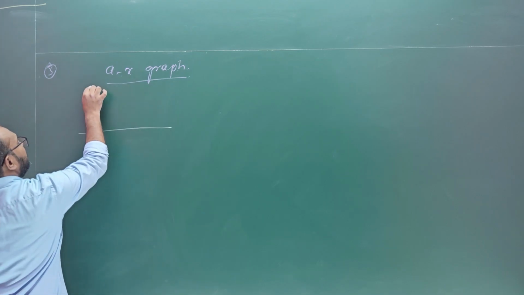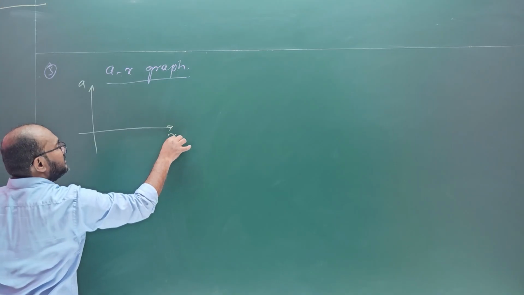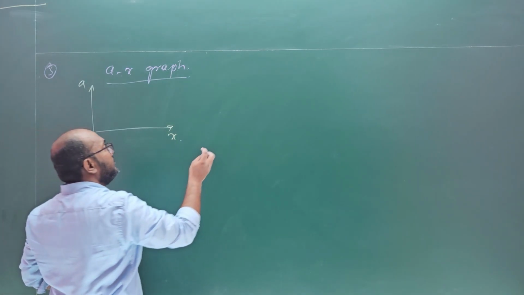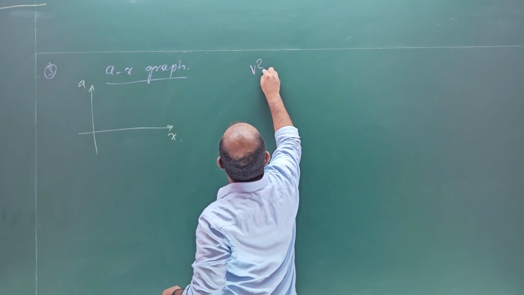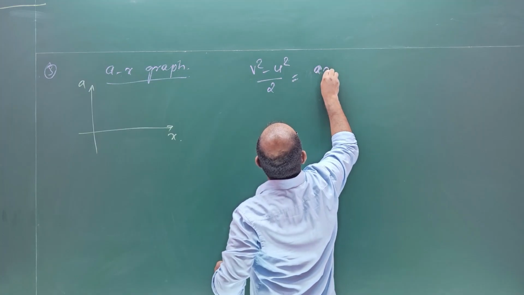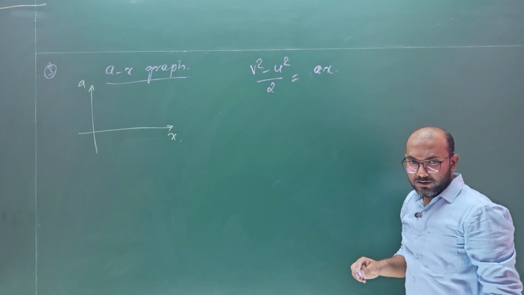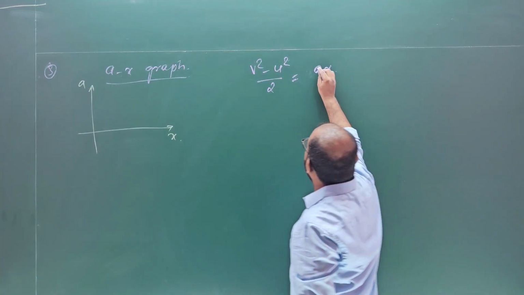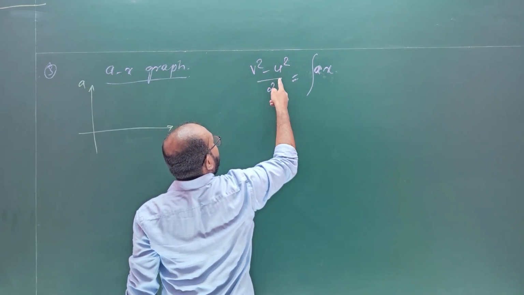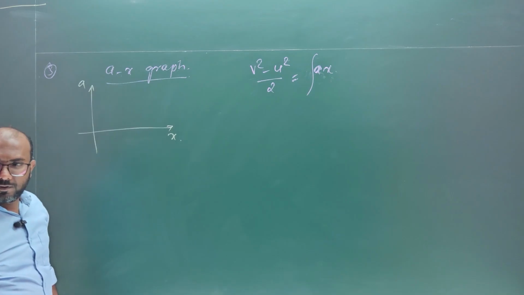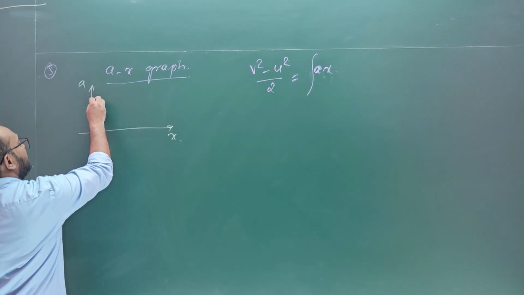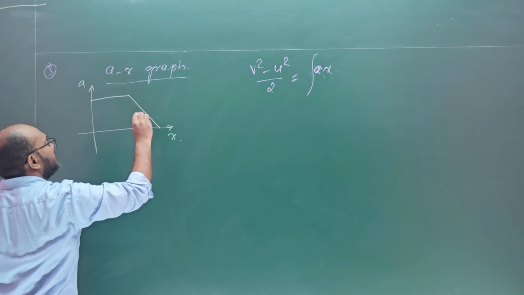Definitely on the y-axis A will be there, and on the x-axis X will be there. Displacement. Okay, we already know that. Can I write (v square minus u square) upon 2 is nothing but Ax? Can I write like this? Yes or no? Can I say that the area under the Ax graph will be given by (v square minus u square) upon 2?